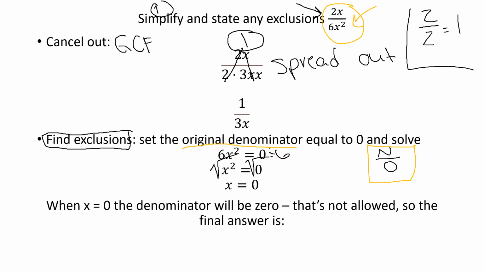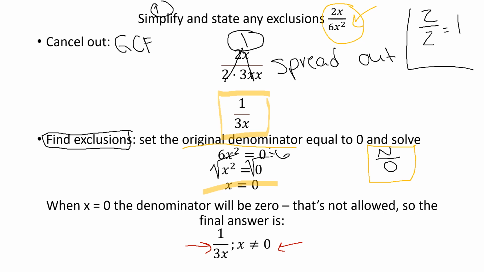We have the simplified answer, and then we have the exclusions. So let me show you how you're going to write those two things. You're asked to simplify and state the exclusions. So you are going to write your answer like this. This is the simplified. This is the exclusion.